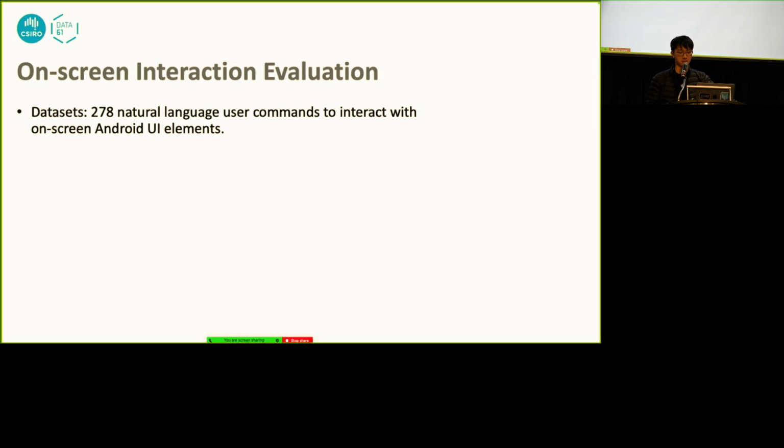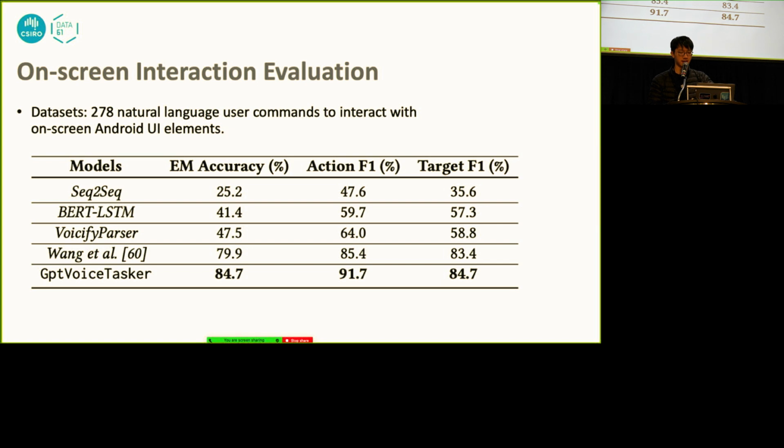The authors constructed a specialized test set of 278 samples, which contained ground truth mappings of the tasks and corresponding actions. And they adopted several baselines and metrics. These metrics were exact match accuracy, which means that the system got the entire ground truth sequence correctly, and then the target F1 and action F1 scores refer to the accuracy that the correct target and actions were chosen at each step. As you can see here, GPTVoiceTasker outperforms all baselines across all metrics, achieving 84.7% exact match, 91.7 action F1 score, and 84.7 target F1 score.